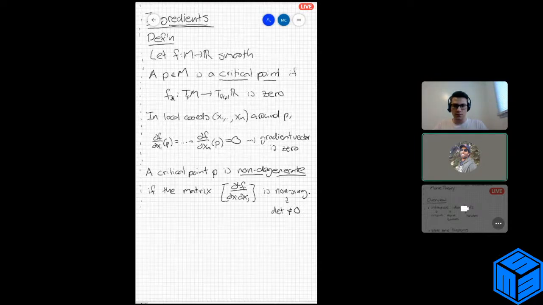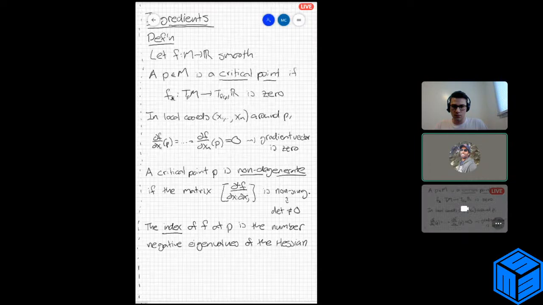The last piece of this is the index of my function at this critical point. This is the number of negative eigenvalues of the Hessian. So this has just been a bunch of words. Maybe we were super down with what I just said and we're feeling it. If we're not, let's draw some pictures and try to understand what I mean, in particular by non-degenerate and index.